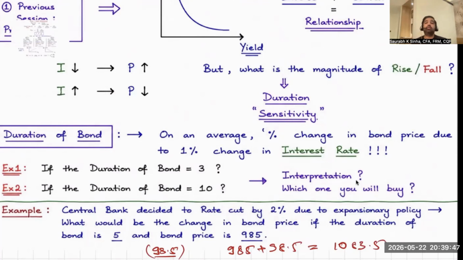Correct? So the final bond price is approximately 1083.5. But now comes a very important question. How did we get the duration as 5? Or in the previous example, this example or this example, how did we get the duration as 3 or 10? Because I never explained to you all how duration is actually calculated.